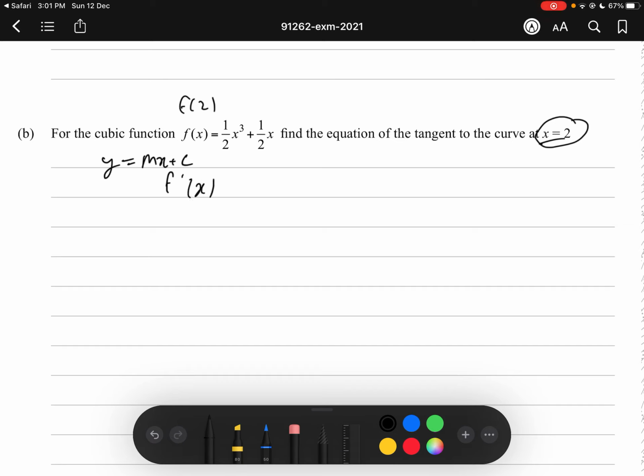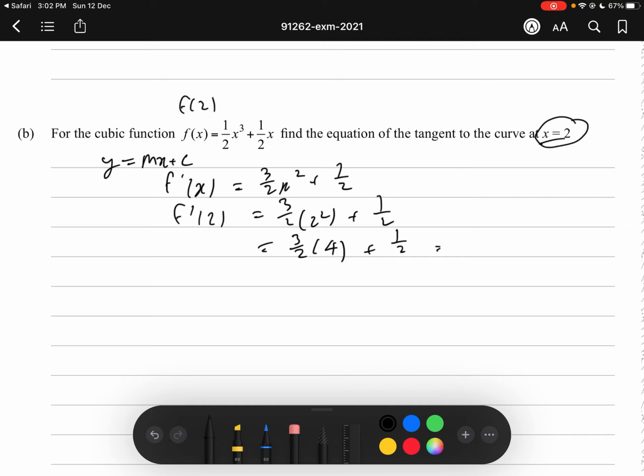So we differentiate our function. That gives us 3 over 2 x squared plus 1 half. Now we need to find the gradient at the point x equals 2. So f dash of 2 is equal to 3 over 2 times 2 squared plus 1 over 2. This is 3 over 2 times 4 plus 1 half, which gives us 6.5. So the gradient at the point x equals 2 is 6.5, and therefore the gradient of the tangent is also 6.5. So y equals 6.5x plus c.